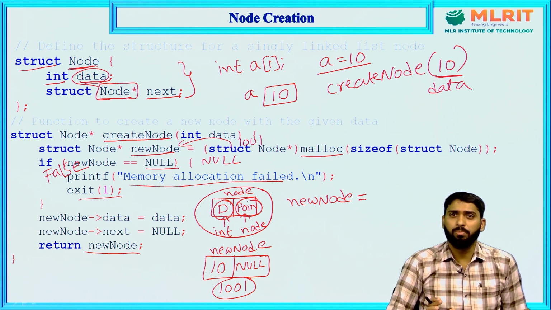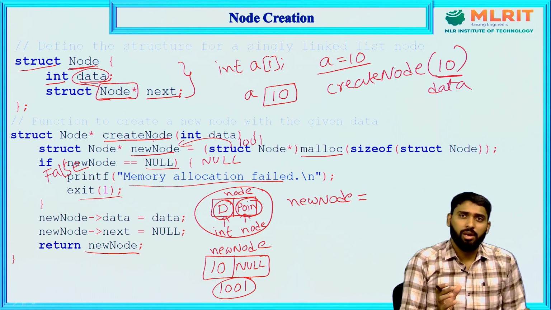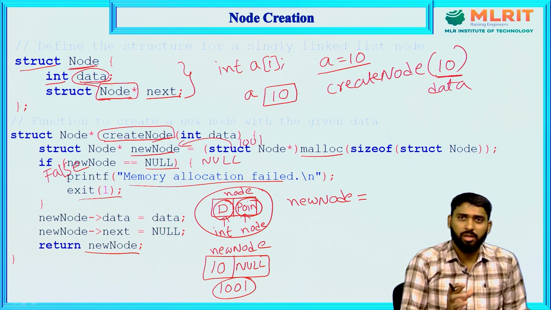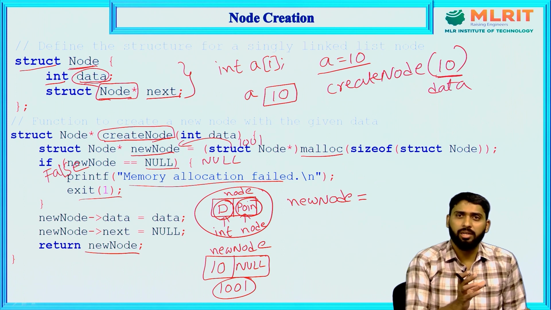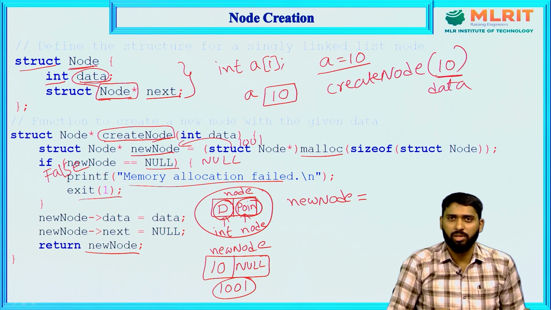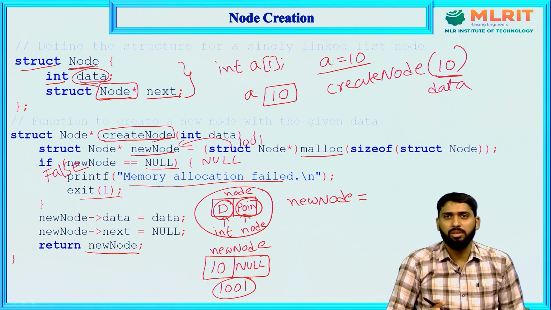So this is very important. In the next class we are going to learn about insertion. Whenever we insert any new node, we are going to create the node. At that time we are going to call this createNode function only. Okay, so createNode means one node is created in memory, the data part is assigned in the data place, the next part is initialized with NULL, and this new node's address is returned to the calling function. Okay, so this is about createNode.